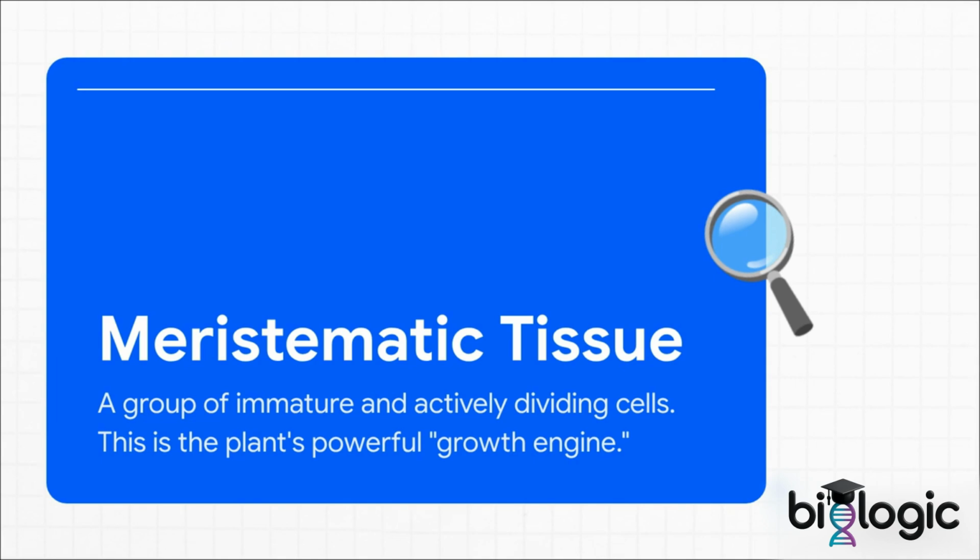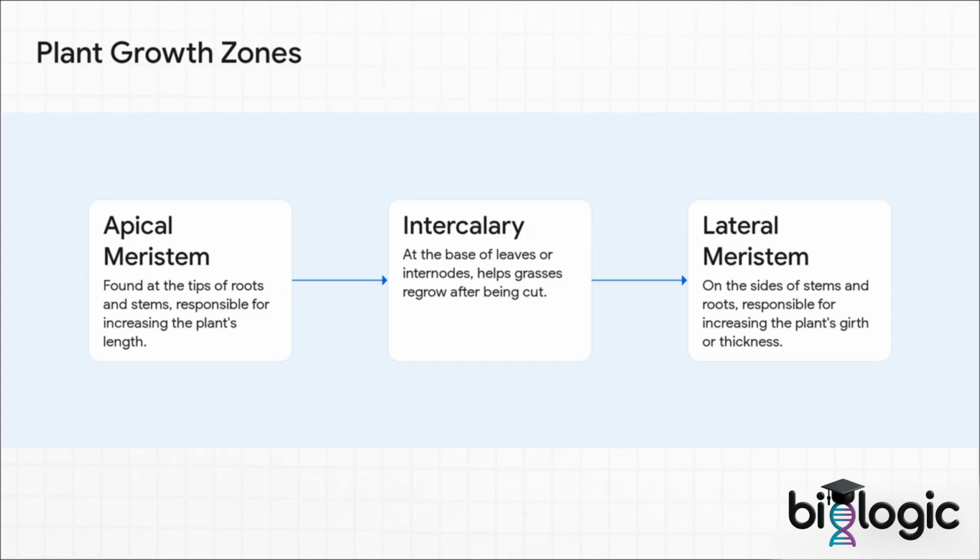These are the young, energetic cells that are always dividing, always creating new cells. This is the construction site where the whole plant is built from. And these little growth engines are placed very strategically. You've got the apical meristems right at the tips of the roots and stems, always pushing them longer, reaching further down or higher up. Then, the lateral meristems are on the sides, making the plant thicker and wider. That's what makes a tree trunk grow fatter over the years.